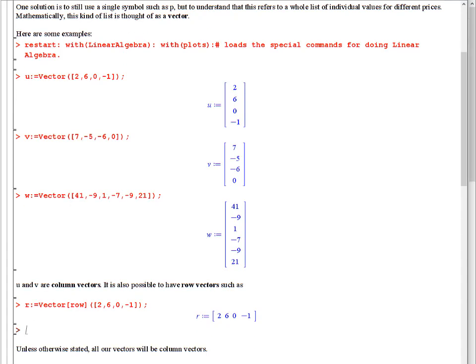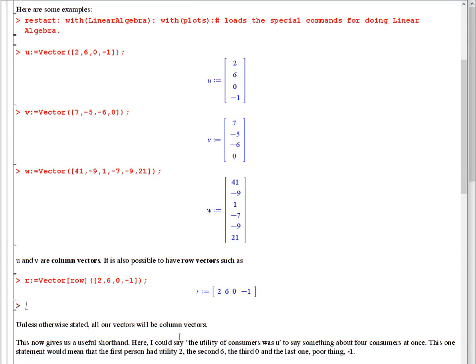Now this gives us something useful, a short way of saying something. I can say, oh well, the utility of consumers in this situation was U, just U, and that could refer to 4 people at once. So if this is my vector U, if I say the utility of consumers was U, it means that the first person had utility 2, the second person was very happy, utility 6, third person, 0, and the fourth person was really unhappy, -1, perhaps really suffering.